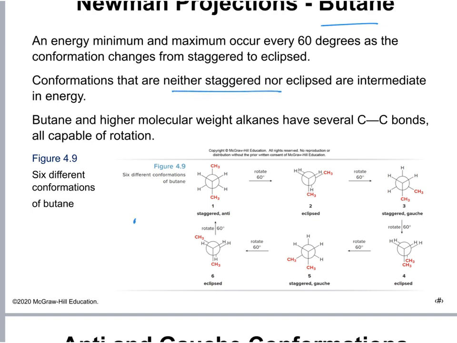So here, now we have butane, and our eyeball is looking down this carbon here. That's your front carbon, and your back carbon is here. The rest of these are hydrogens. So you got hydrogens there, you got hydrogens there. Hydrogens aren't that big of a deal because they don't take up a lot of space when they're rotating.